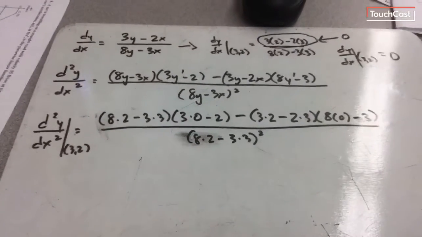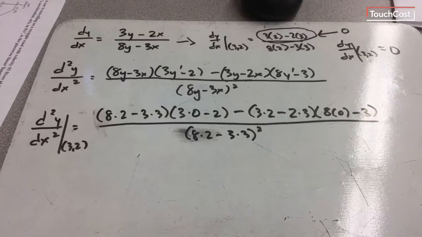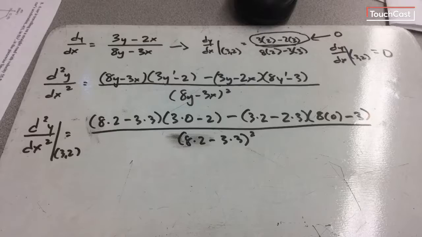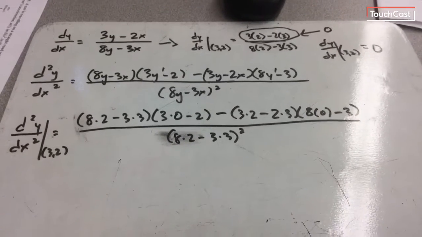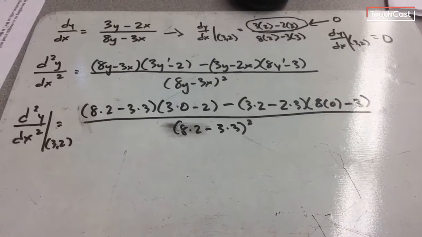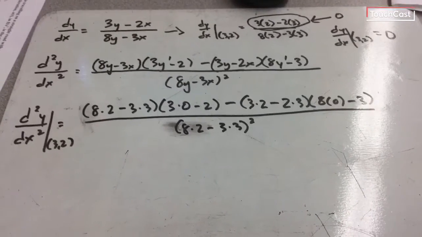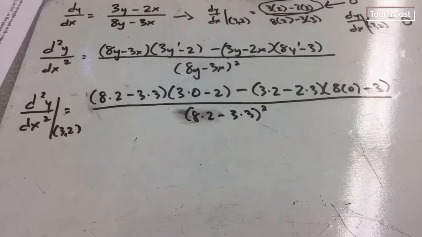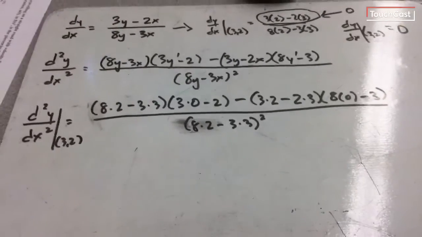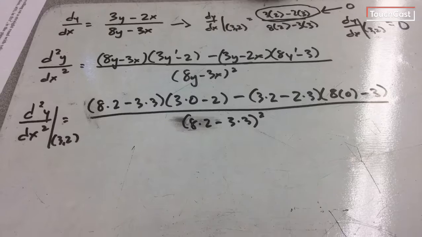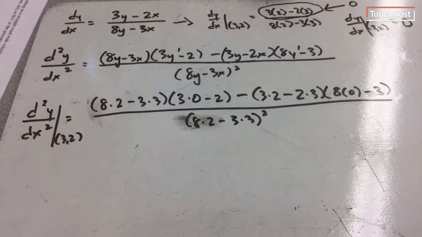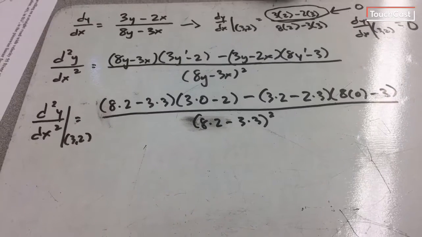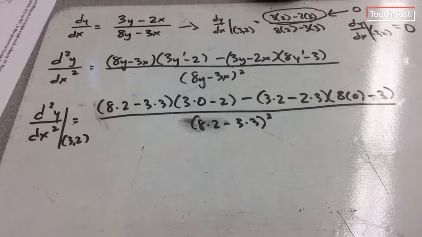This is my second derivative with all the x's replaced with 3, all the y's replaced with 2, and my y primes replaced with 0. So I'm going to simplify this as much as... just notice I could leave it like this if the question was what is d squared y/dx squared at (3, 2). But I have that next question to answer, which is, does the original curve have a relative minimum, relative maximum, or neither at (3, 2)?